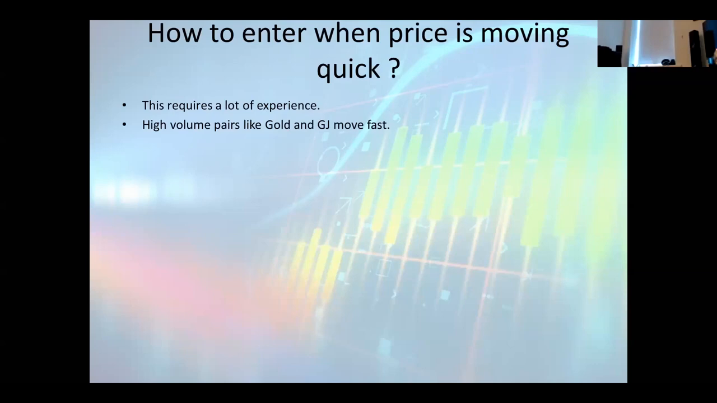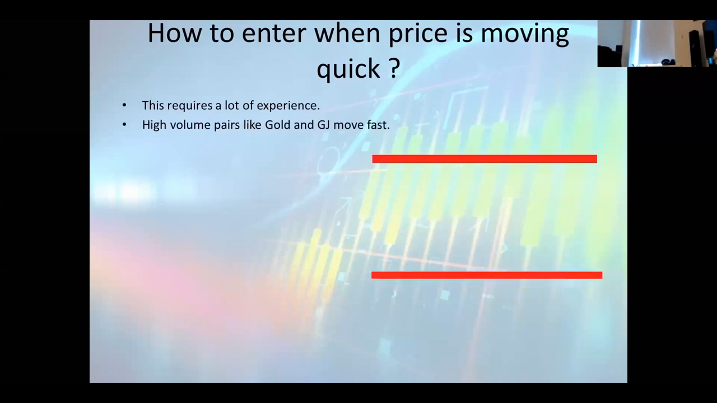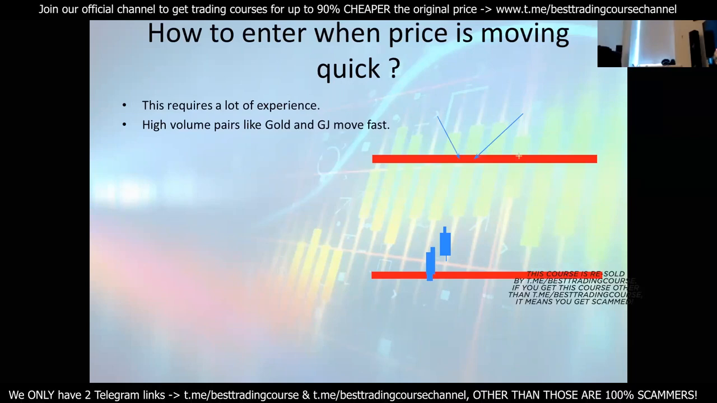But one thing to really understand is that, now let's say we have a resistance up over here, we have support down over here, and candles are making higher highs and higher lows like this, and they're moving considerably fast, and you have a target up over here at resistance, right? So you turn around and say, okay, if price is making higher highs and higher lows, there's a higher chance price is going to come up to this resistance, so I'm going to wait for price to create some sort of support, and then I'm going to take a buy.